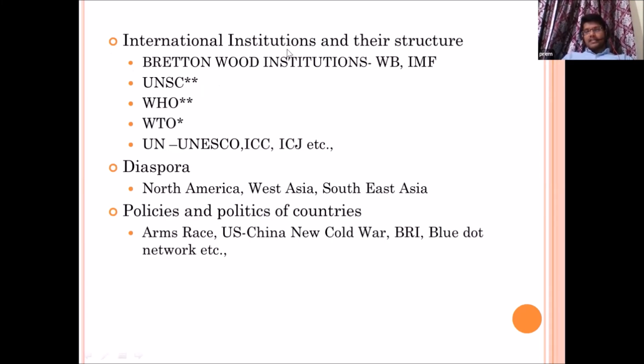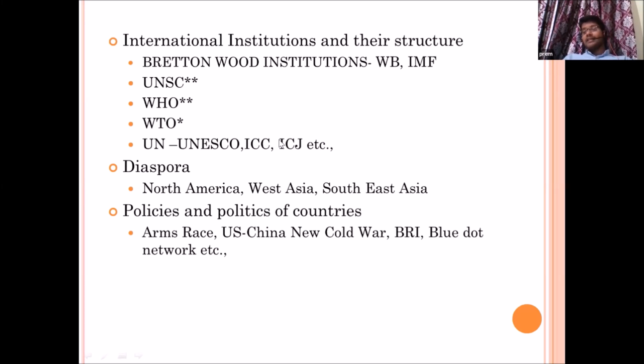And then we have international institutions and their structure. Important international institutions are World Bank, International Monetary Fund, UNSC, World Health Organization, World Trade Organization, UNESCO, ICC, ICJ, etc. You don't need to read everything. Try to know at least something about each of these and focus more on what are the trending things. For example, this year India is going to be a non-permanent member of UNSC.